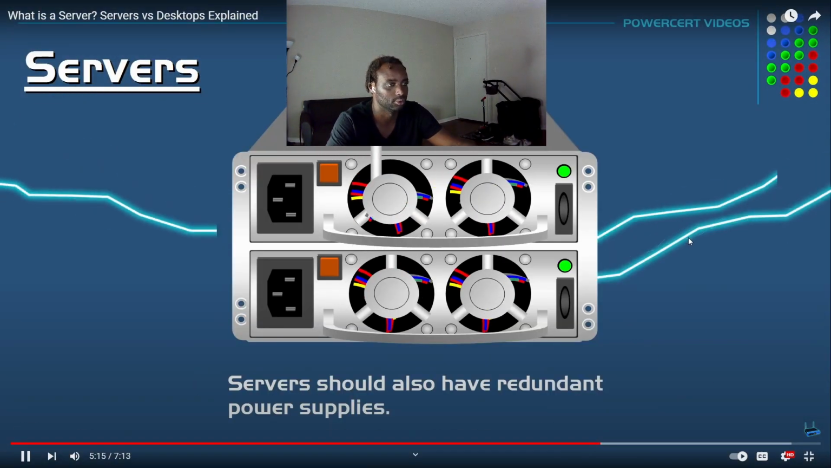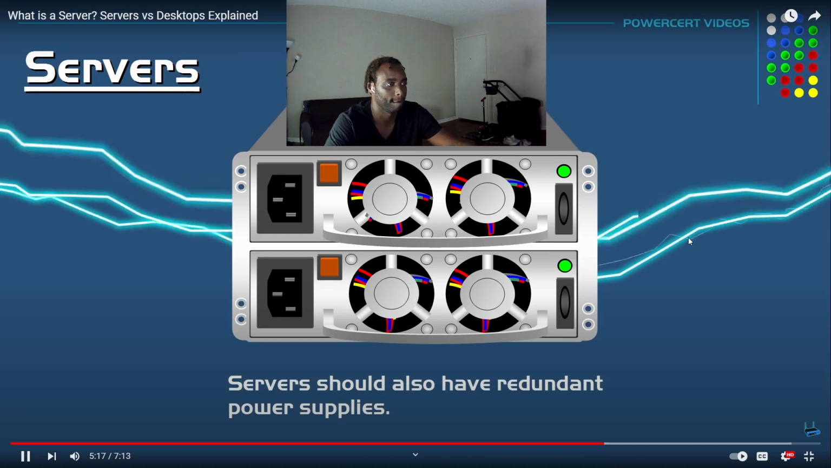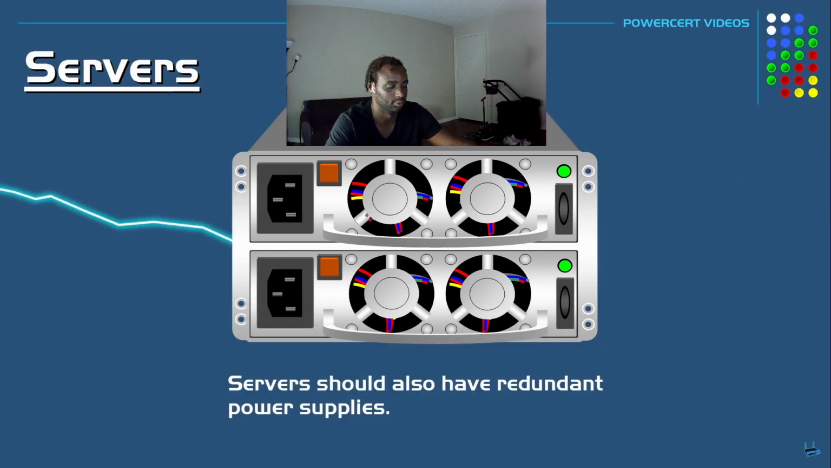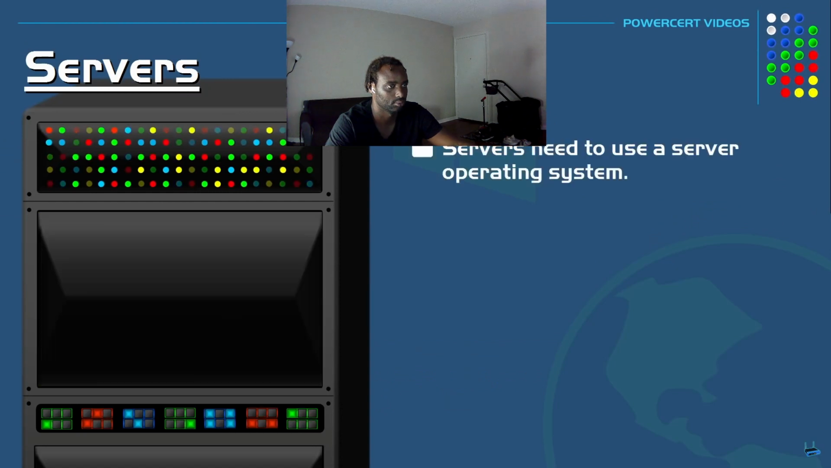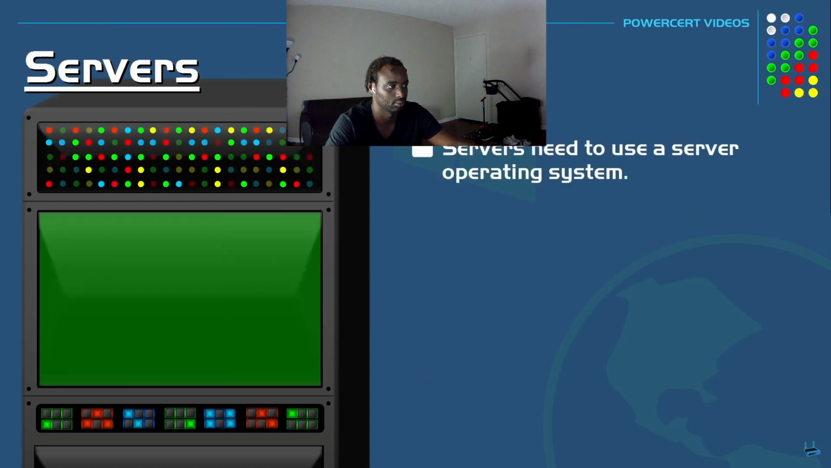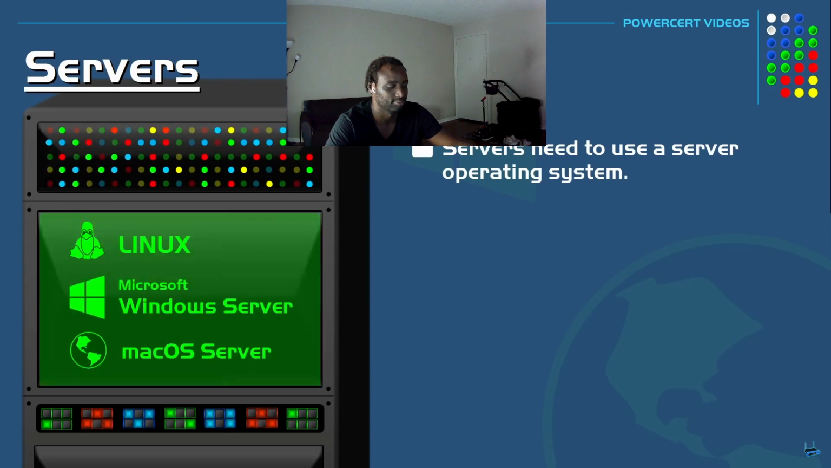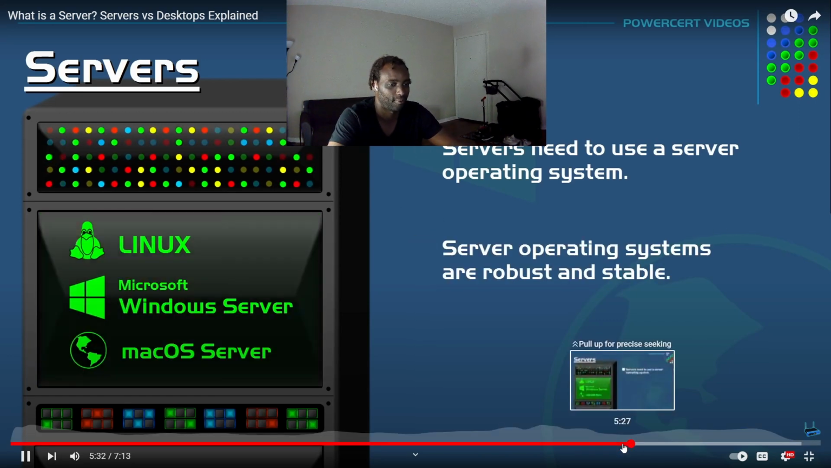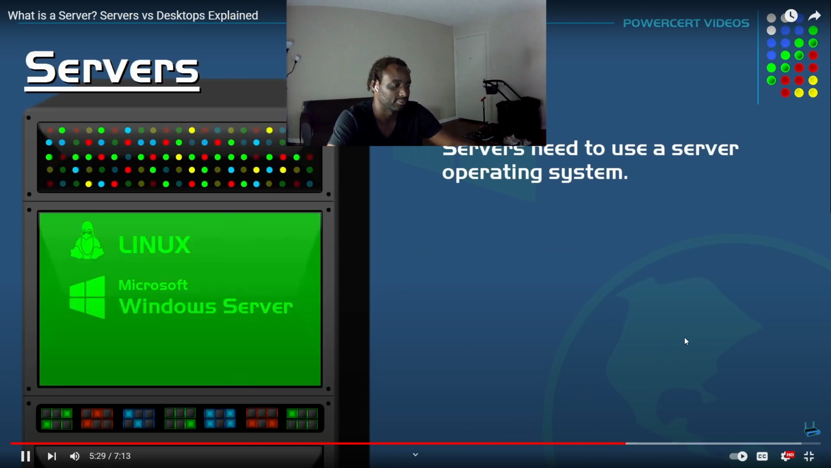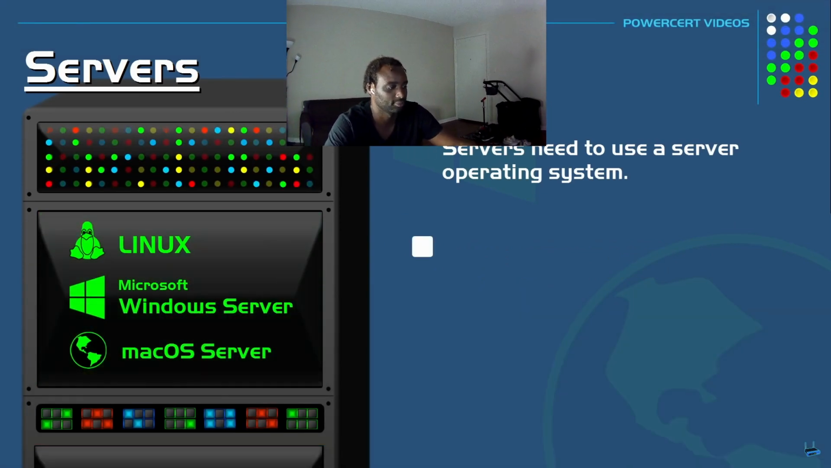To keep the server up and running in case of a power supply failure. And a server also needs to use a server operating system, such as Linux, Windows Server, Mac OS Server. Shout out to Microsoft, man, holding it down. And so on.